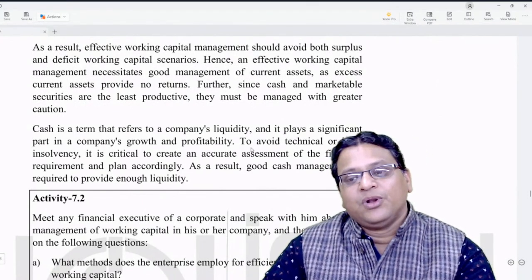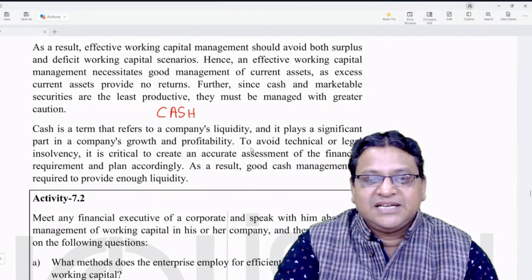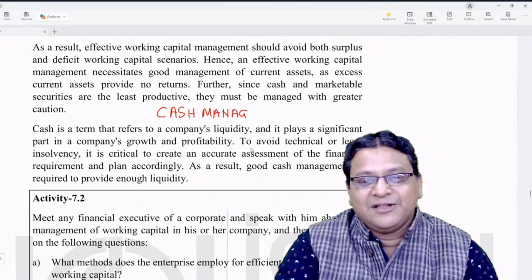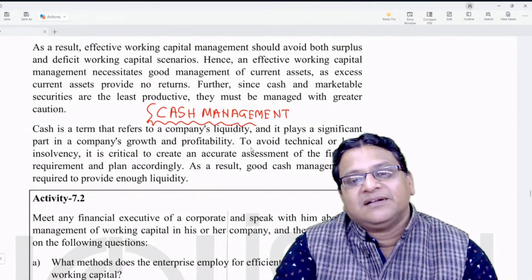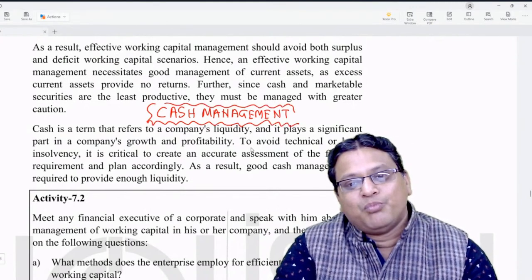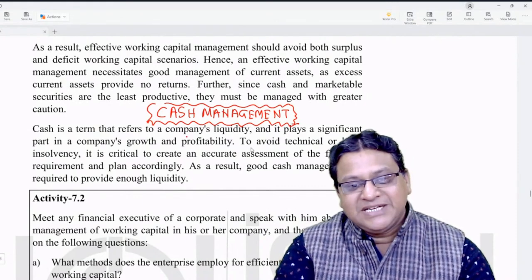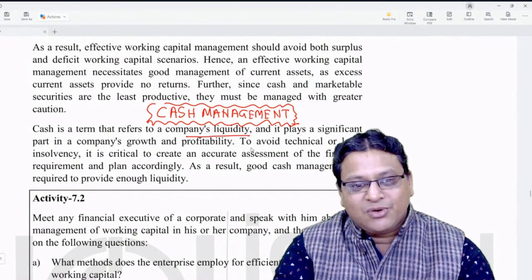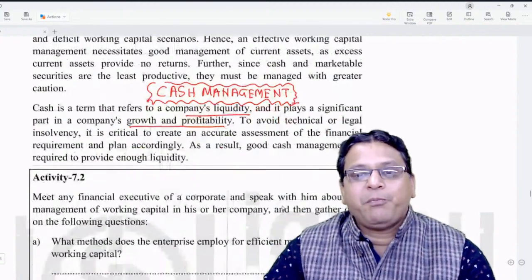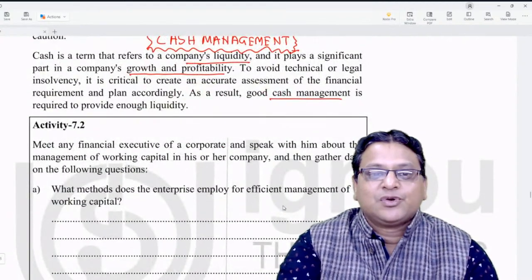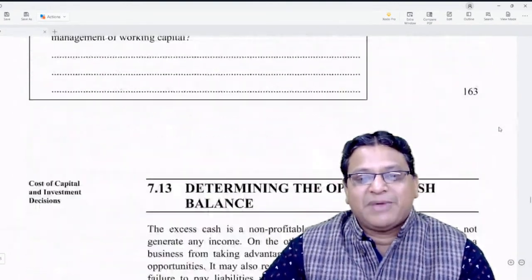Next, in this module, we'll discuss a concept known as cash management. What is cash? Cash is king. In business, a business must maintain an amount of cash in hand, because cash is the most liquid asset of the organization. Cash means liquidity, and it plays a major role in deciding the growth and profitability of the organization. Hence, proper cash management is necessary to provide enough liquidity for the business.